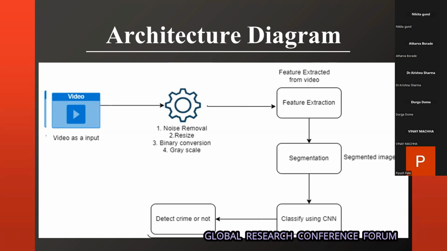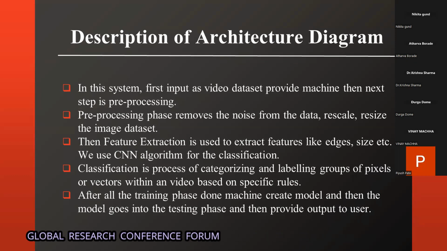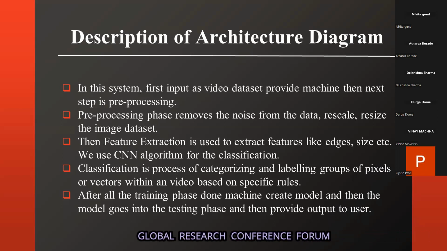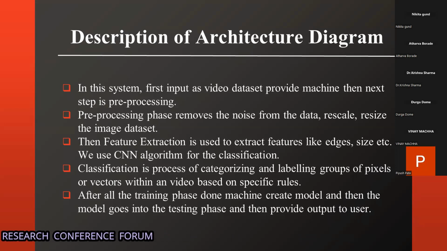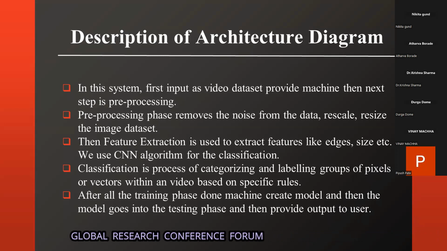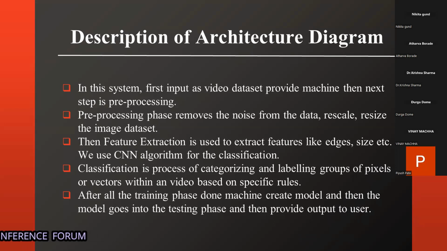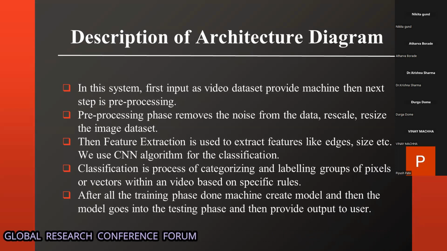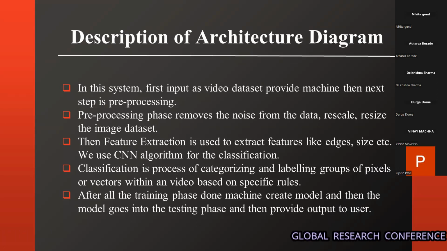Next slide. Here is the description of the architecture diagram. As I told you, first we are going to put the video as a data set, and then we are going to pre-process the data. We are going to remove the noise from the data, rescale it, and resize. Then feature extraction happens. It is used to extract features like edges, size, etc. And the CNN algorithm is used for classification. Then training is done, and after the training phase, we are going to push the test data also to check whether our model is working properly or not.